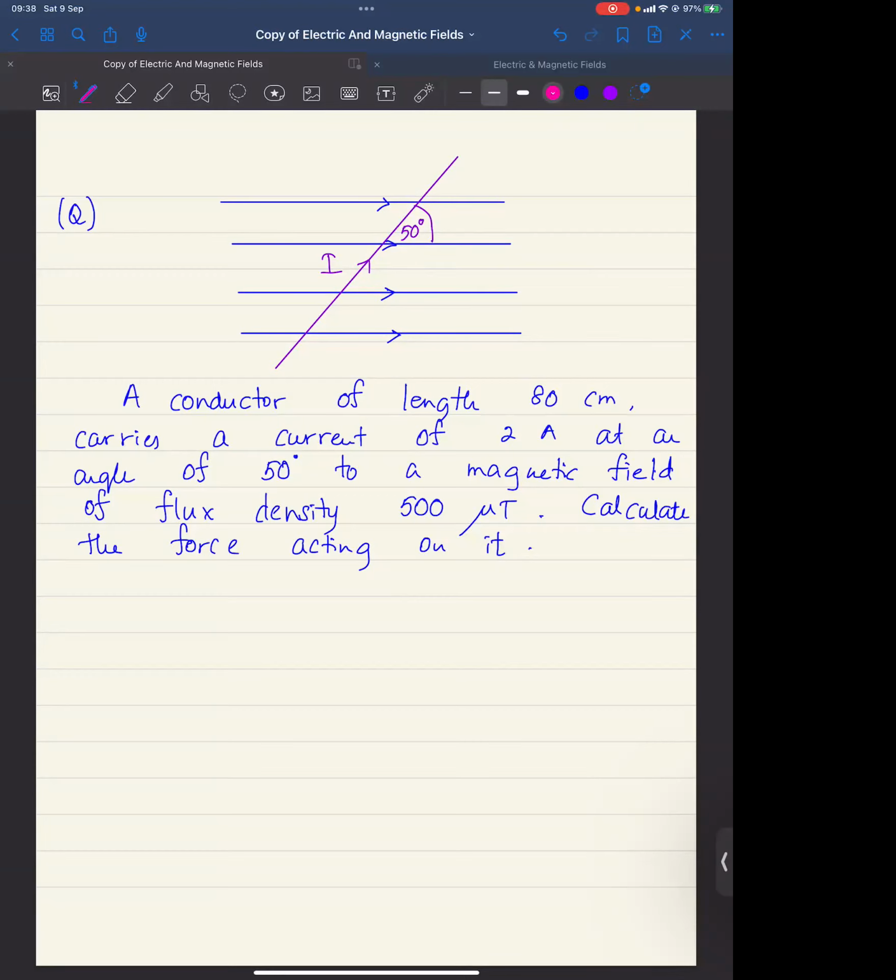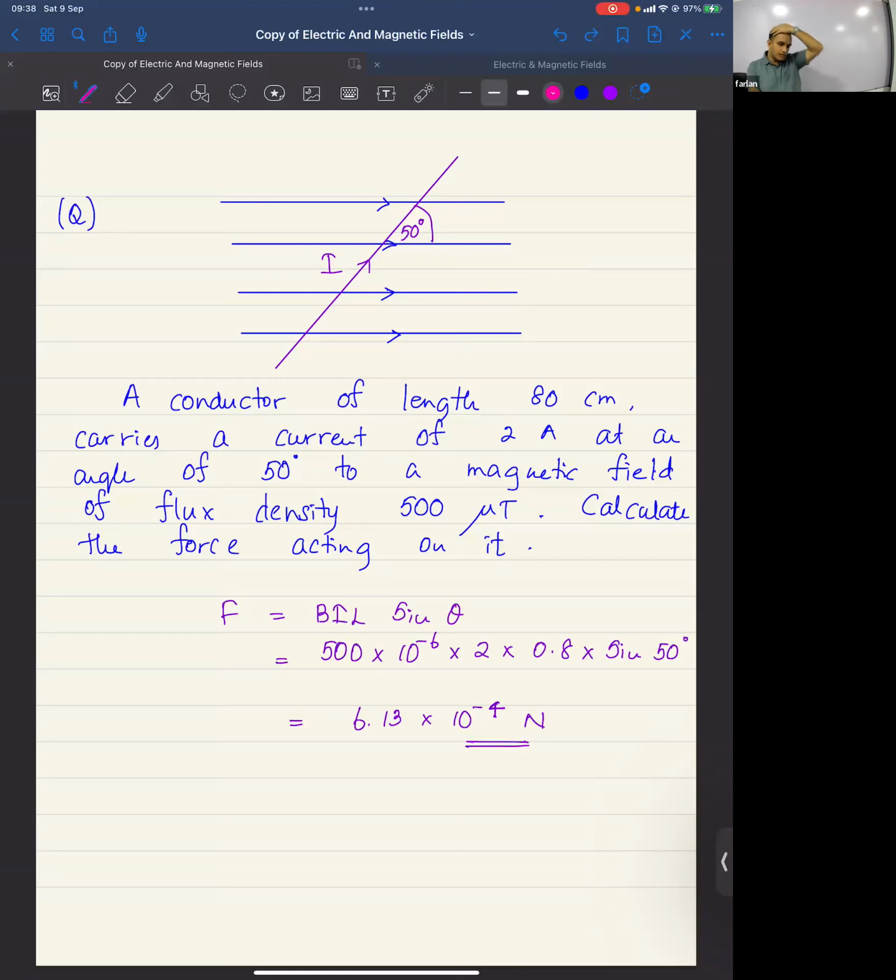What's the answer, guys? So it's F equals BIL sine theta. B is 500 into 10 to the power minus 6. I is 2, L is 80 centimeters, which is 0.8 meters. Theta is 50 degrees. 6.13 into 10 to the power minus 4 newtons. Is it? People online are getting this answer. Yes, sir.